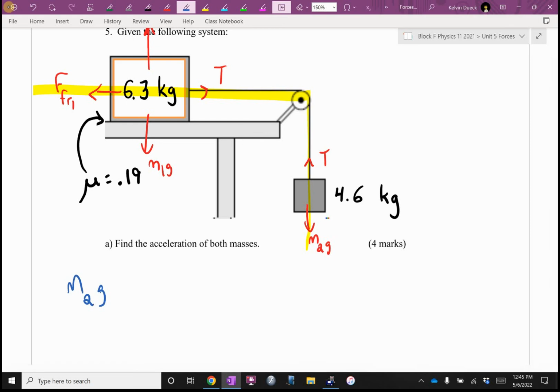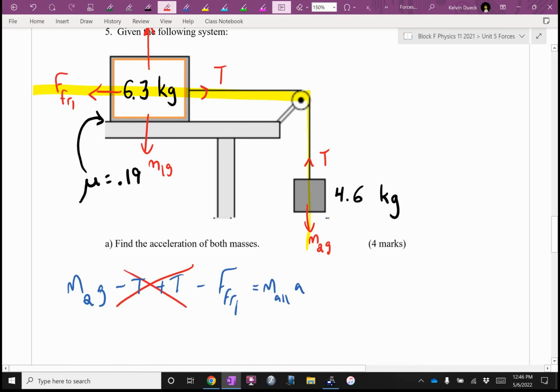And now I'm going to write an equation along the rope for the forces along the rope. So it's going to be minus tension, plus tension, minus friction force number 1. A common mistake I see, can you all look up? I see a lot of kids want to include minus M1G. Is M1G along the rope? It's not going to show up. Equals M all A.